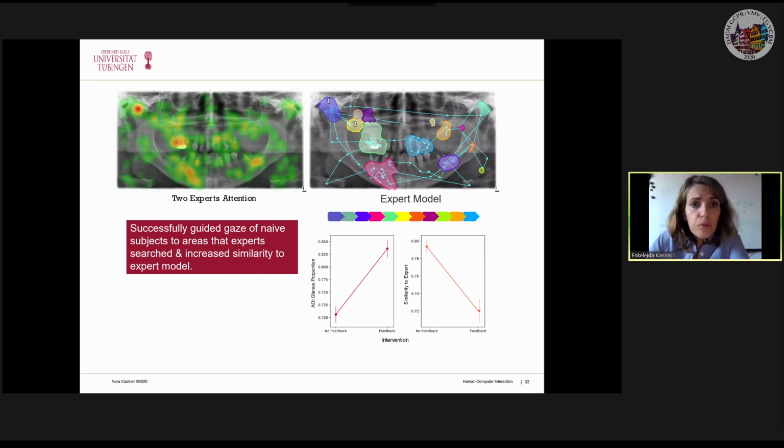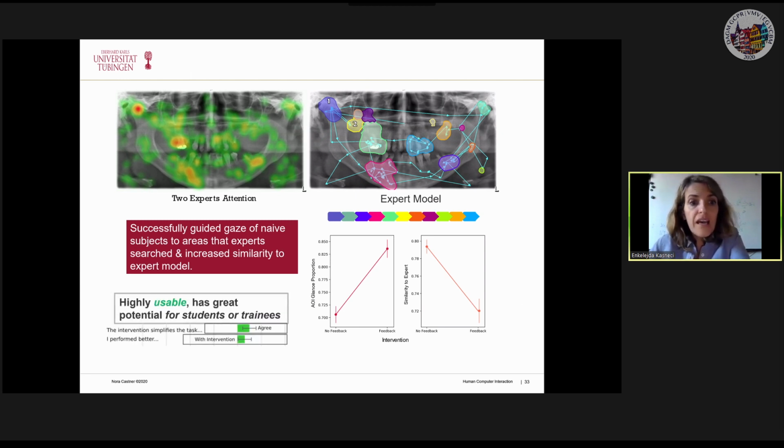We basically employ this kind of expert modeling and subtle gaze guidance to improve perceptual expertise. And we tried it with a small group of students, and we can see that the intervention works. So it's highly usable and has great potential for students and trainees. And in the next step, we are working to get this method to run with a large group of students from the medical domain and have real world data training with students.